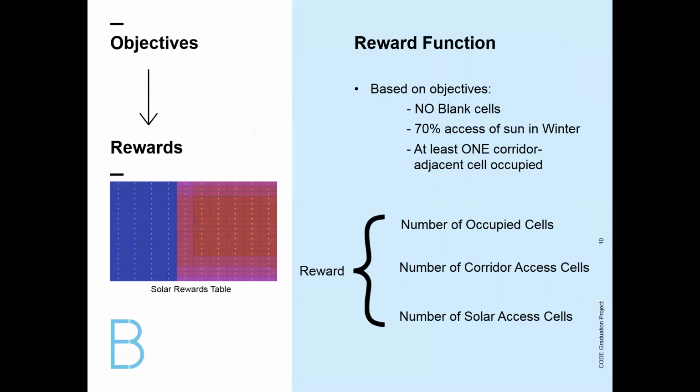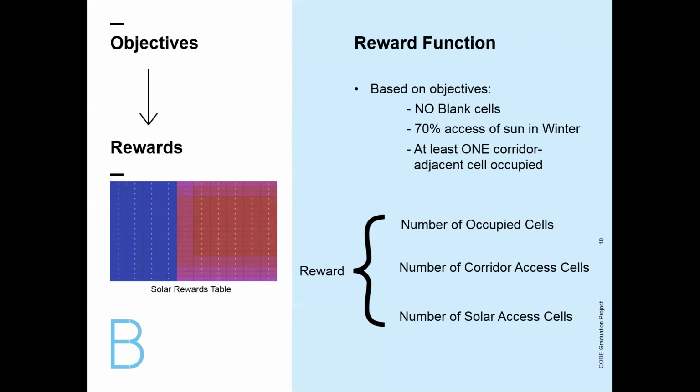And the rewards function consists of 3 parts: the number of occupied cells, so it doesn't exceed the maximum area and isn't less than the minimum area. Second part is the number of corridor access cells. Once again, each agent needs at least one corridor adjacent cell to be occupied for access to corridors.